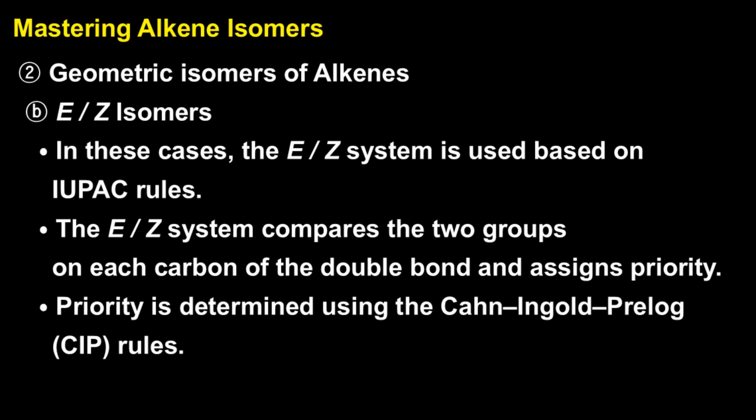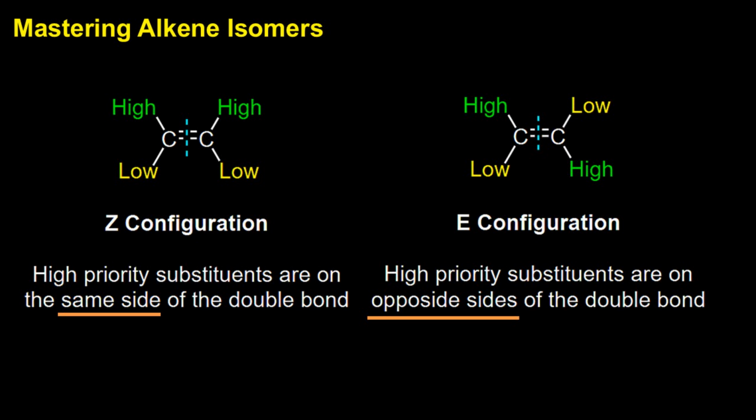Now, how do we figure out which group has higher priority? That's where the Cahn-Ingold-Prelog rules, or CIP rules, come in. These rules help us figure out which group comes first by comparing atomic numbers. Let's make this a little more visual. Take a look at these 2 configurations. In the Z isomer, the 2 high-priority groups are on the same side of the double bond. So you can think of Z as meaning same side. Now in the E isomer, those high-priority groups are on opposite sides. So just remember, E equals opposite side. And keep in mind, it's not about what the groups are, it's about which groups have higher priority and how they're positioned around the double bond.